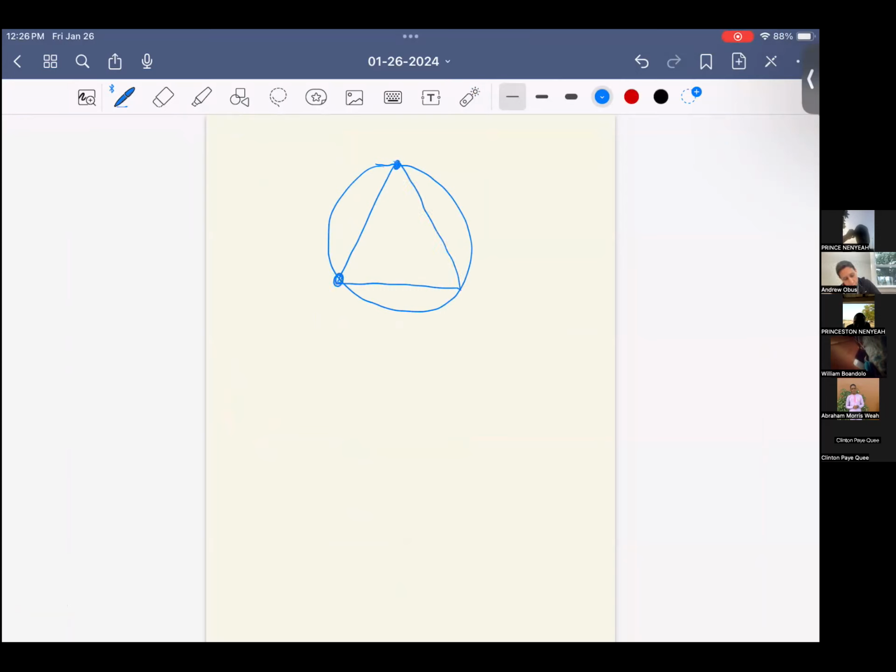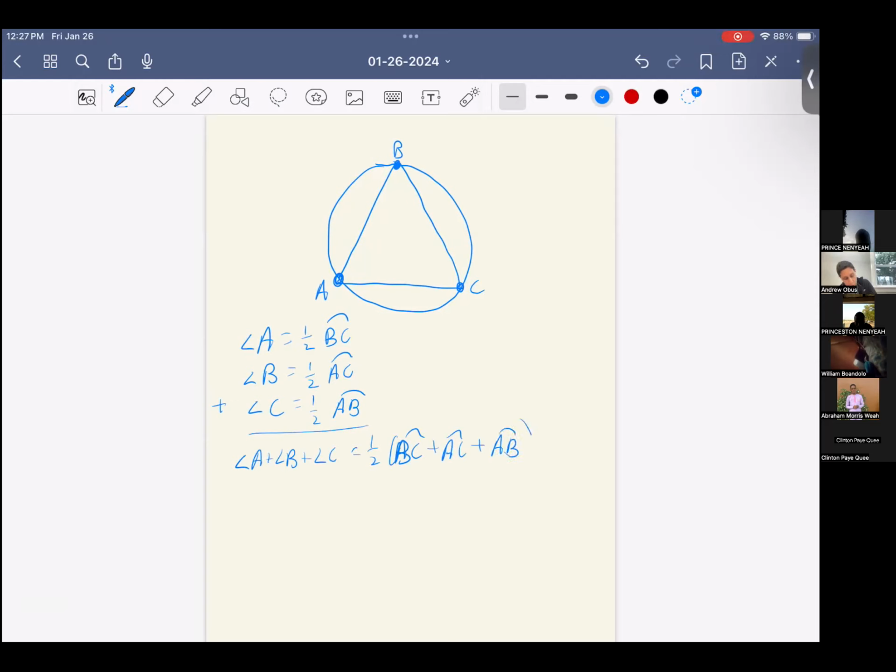So for a triangle, all that you have is that if this is angle A, this is angle B, this is angle C, you have that angle A is equal to 1/2 arc BC, angle B is equal to 1/2 arc AC, and angle C is equal to 1/2 arc AB. And if you add everything up, then you get that angle A plus angle B plus angle C equals 1/2 arc BC plus AC plus AB, which is the whole circle. So that's 1/2 of 360 degrees, and that's 180 degrees.